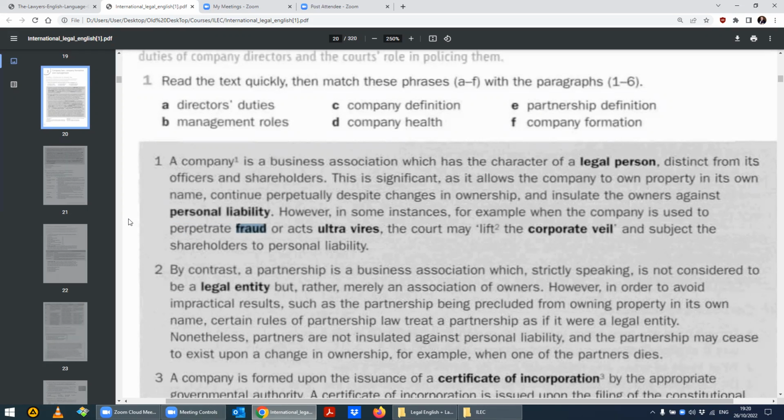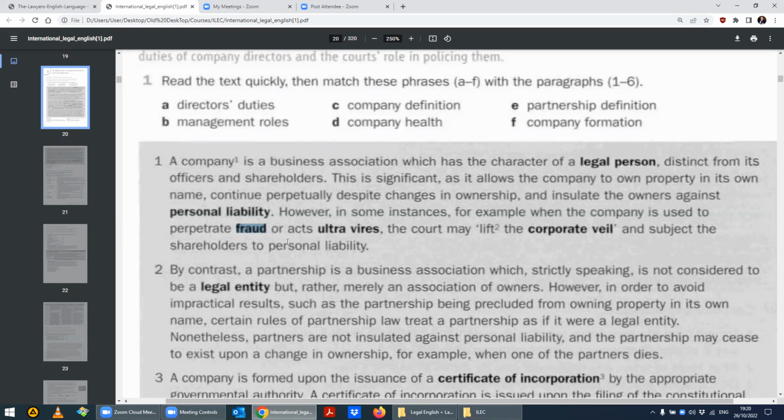Fraud is dishonestly misstating the facts with the intention that you will achieve a financial benefit from this, or that the other party will suffer a financial loss from this. It is a crime. It is not only what's called a misrepresentation, which will give somebody else the right to terminate the contract, but it's also a crime.